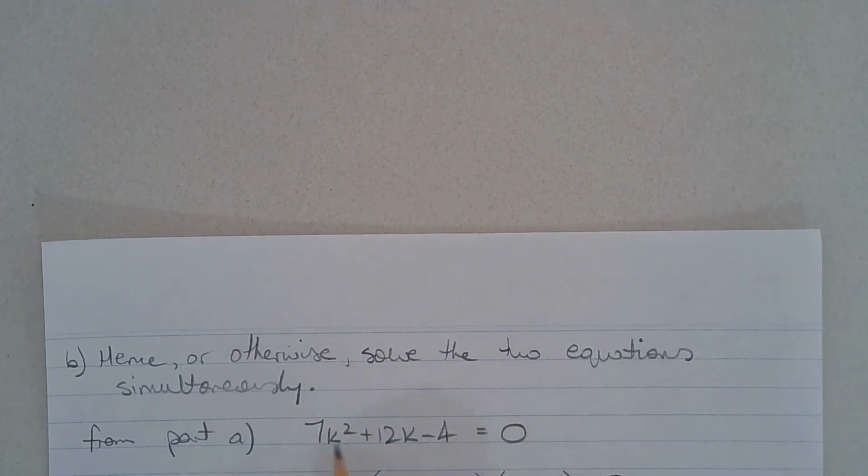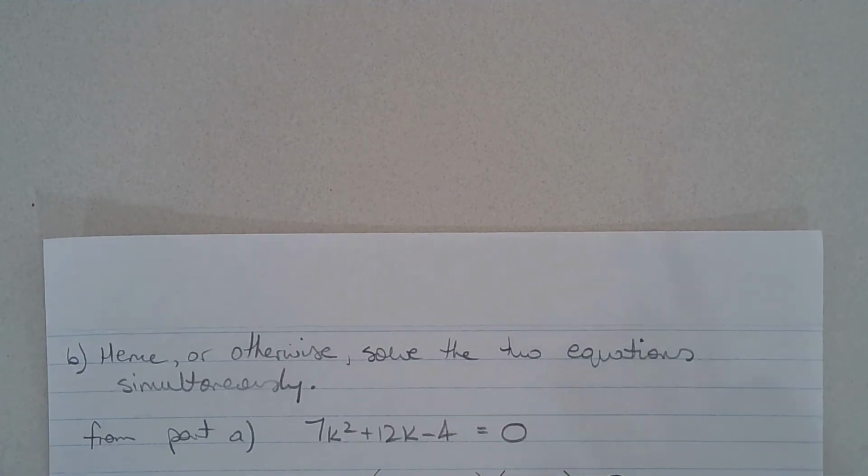Now, we know that there's a solution if, given that 7k squared plus 12k minus 4 equals 0, we can find values for k. Then we can substitute that into one of the equations, say equation 1 or equation 2, and then solve for x. And then we can solve for y, sort of consequently.